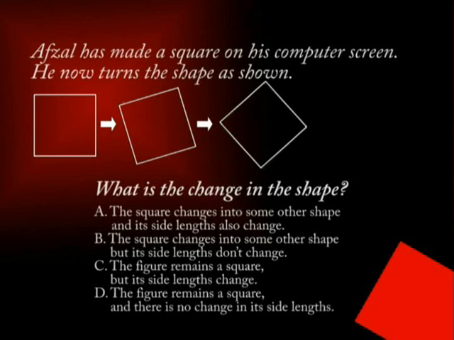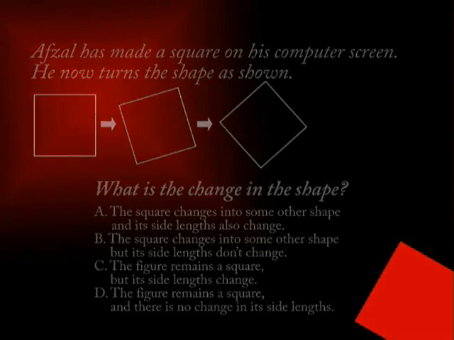Afzal has made a square on his computer screen. He now turns the shape as shown. What is the change in the shape? A. The square changes into some other shape and its side lengths also change. B. The square changes into some other shape but its side lengths don't change. C. The figure remains a square but its side lengths change. D. The figure remains a square and there is no change in its side lengths.